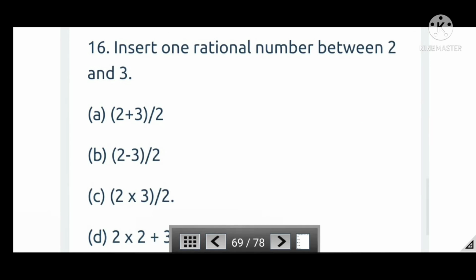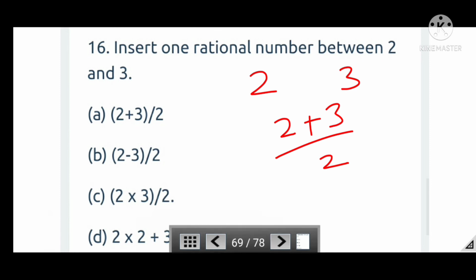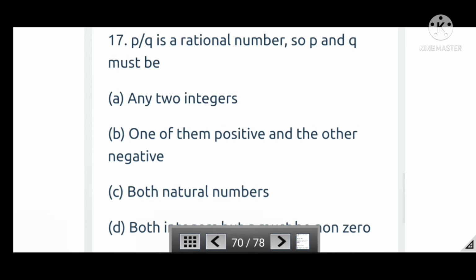Next question, insert one rational number between 2 and 3. Means 2 plus 3 divided by 2. The rational number between 2 and 3 is 2 plus 3 divided by 2. So the answer is A option. Next question, P by Q is a rational number, so P and Q must be integers and Q is not equal to 0. So the answer is D option.